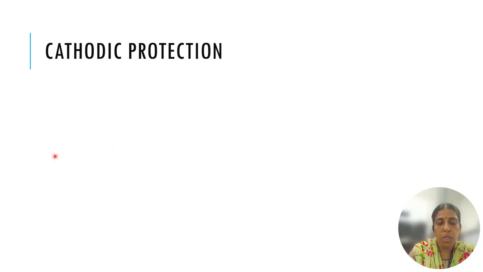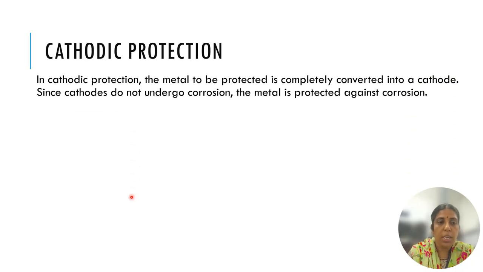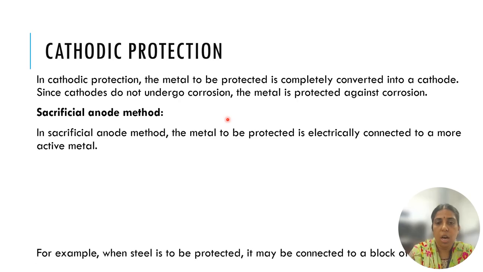Coming to the next process of protecting our material from corrosion, which is cathodic protection. Here we have two methods: one is the sacrificial anode method and the other is the impressed current method. In cathodic protection, the metal to be protected is completely converted into a cathode, so that it doesn't undergo corrosion and the metal is protected against corrosion.